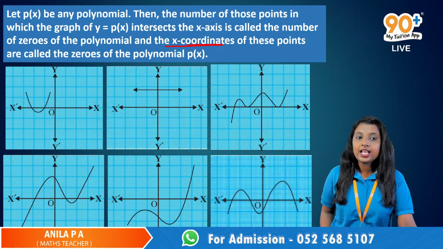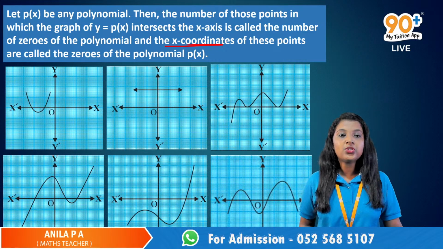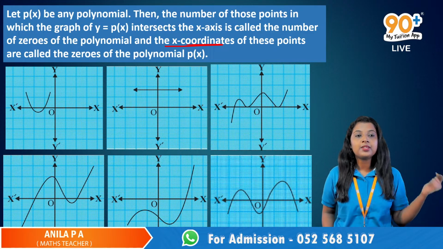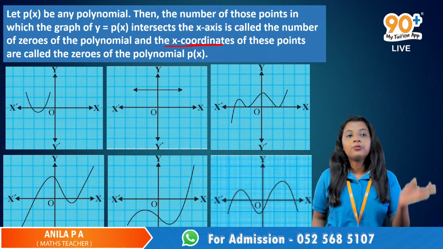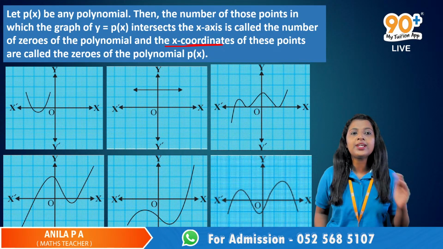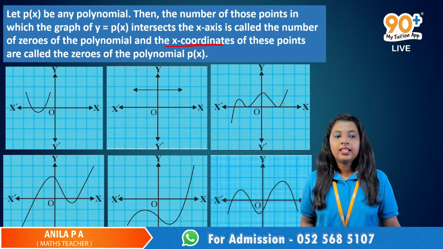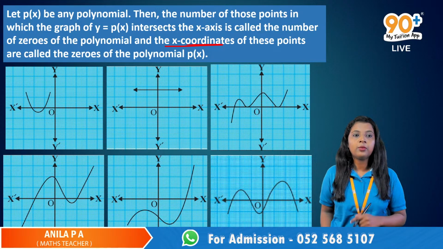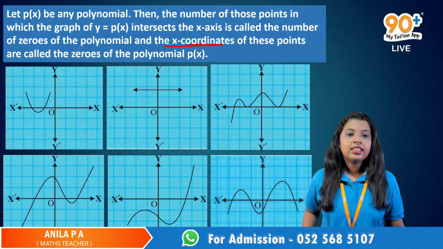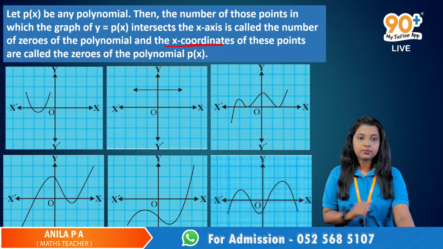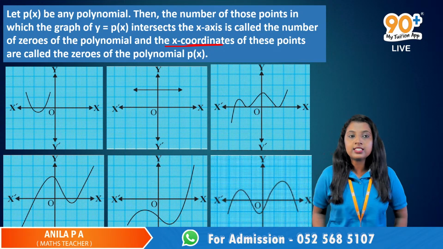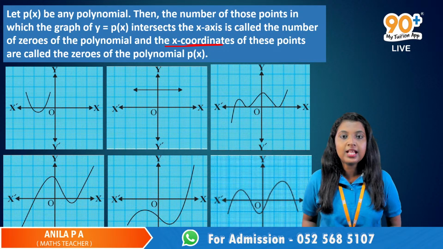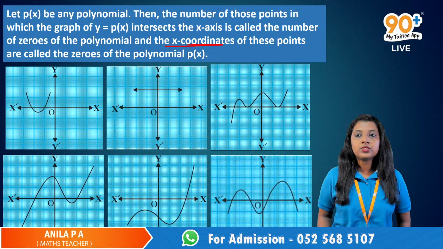Then the second case we have a line segment, which means it is representing a linear polynomial, because when we draw the graph of a linear equation, we will always get a straight line. Then we have another curve. What about the number of intersections? Then we have some more curves. We have 6 graphs in total, and all these graphs are representing polynomials. We have to find the number of zeros in each case.